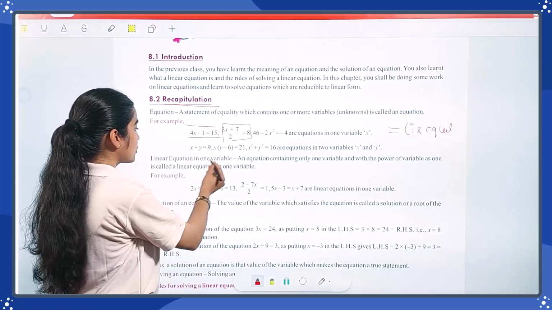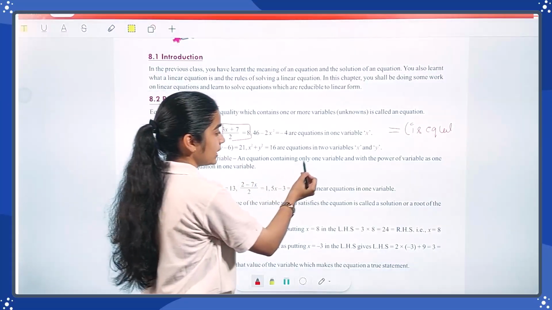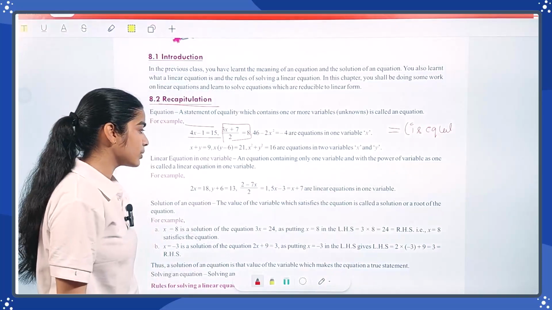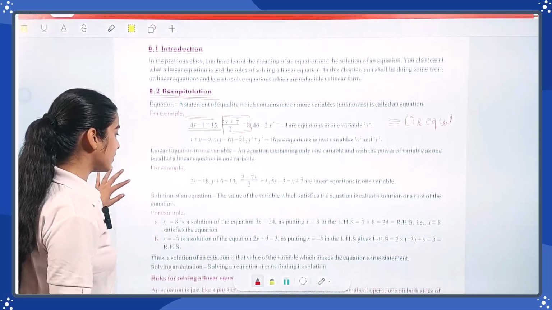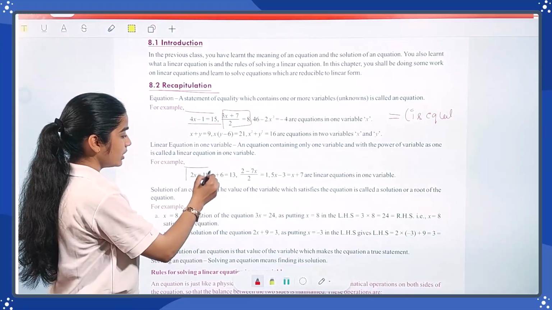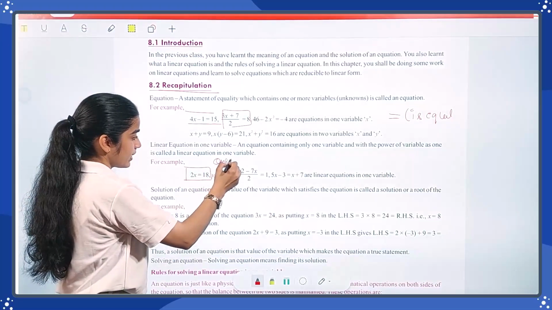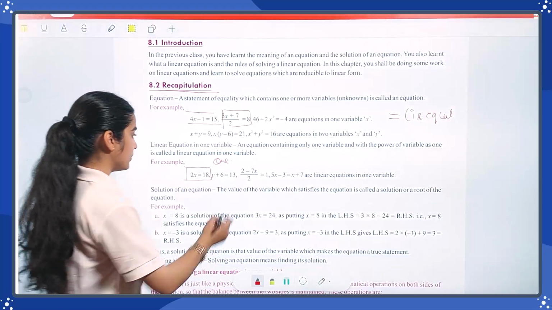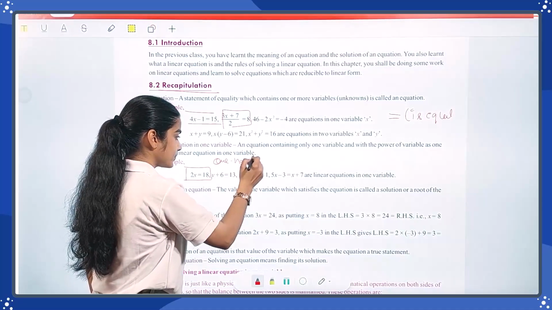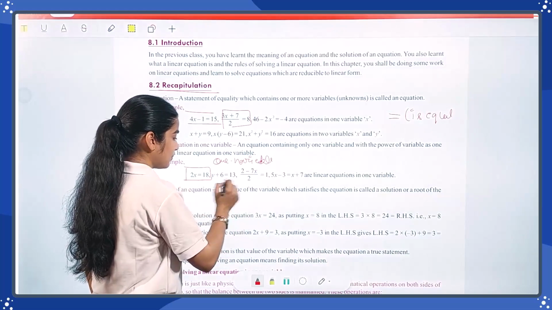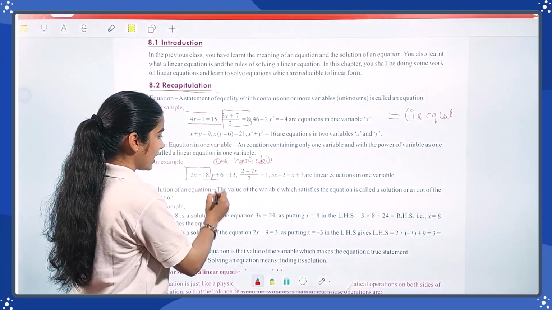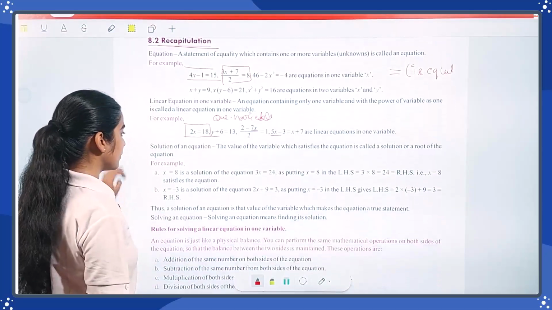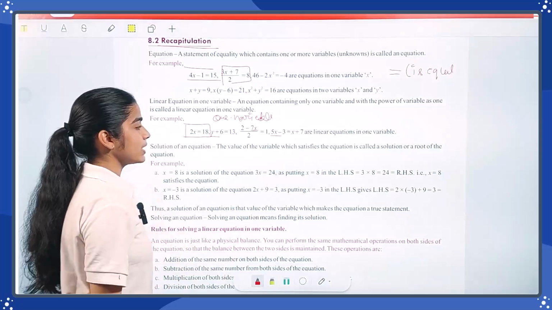Now linear equation in one variable: an equation containing only one variable, with the power of the variable being 1, is called a linear equation in one variable. It means that when we have an equation with only one variable, we call it a linear equation in one variable. If you see all these examples, you notice only one variable y, only one variable x, only one variable x.